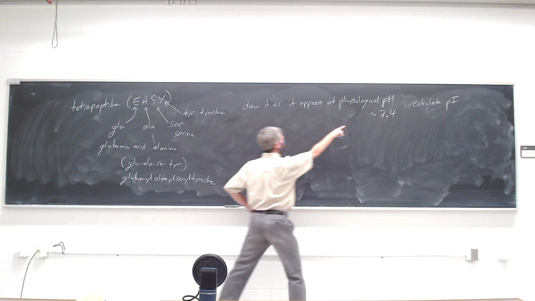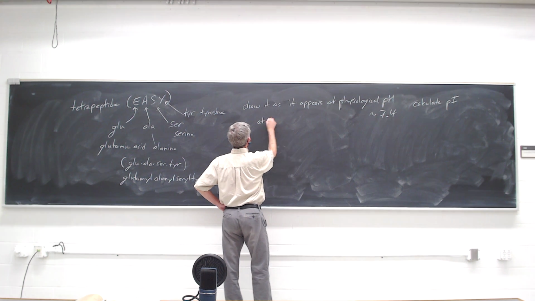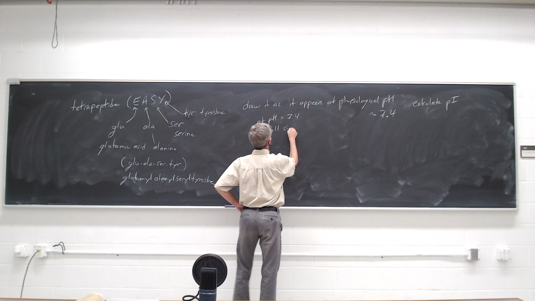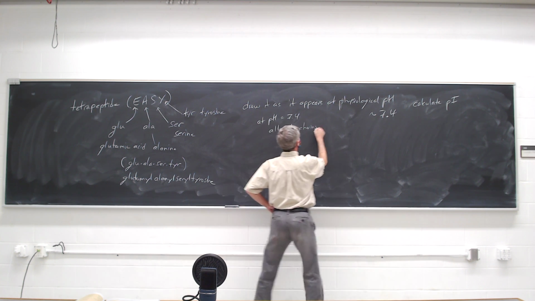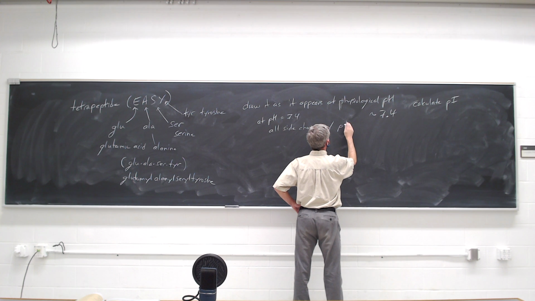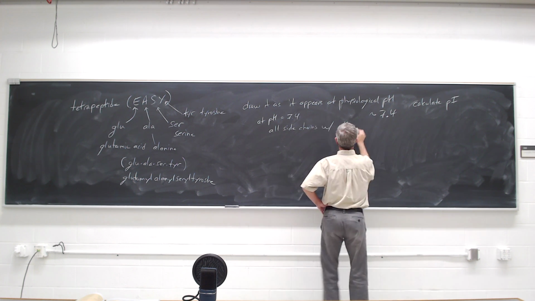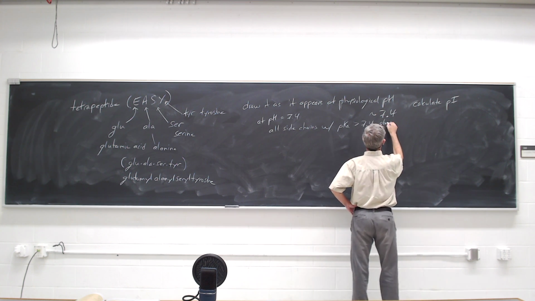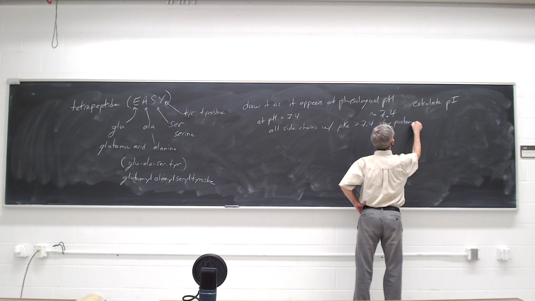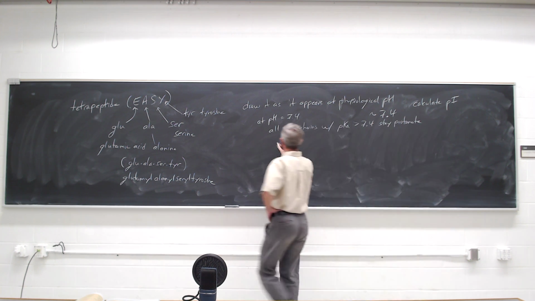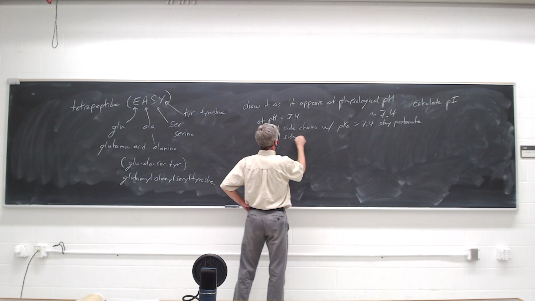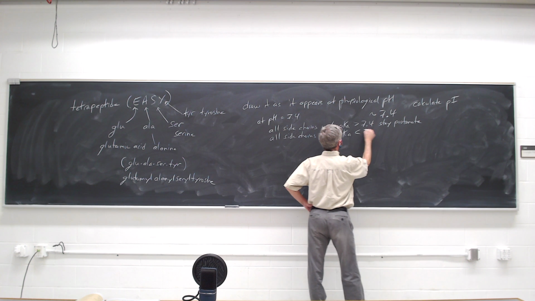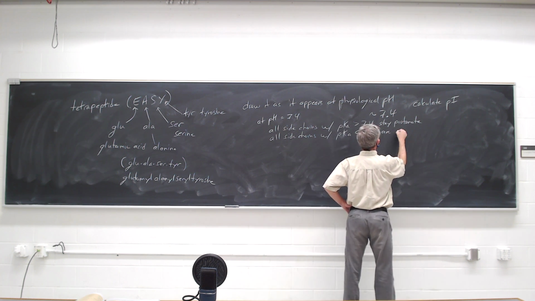At physiological pH, at a pH of 7.4, all side chains with pKa greater than 7.4 stay protonated, and all side chains with pKa less than 7.4 are deprotonated.